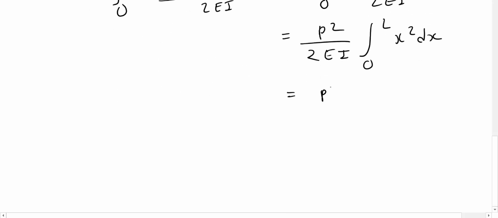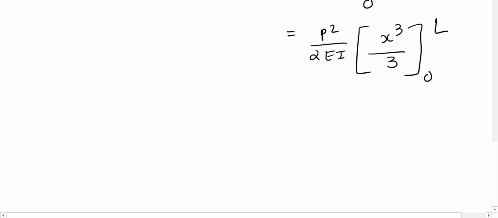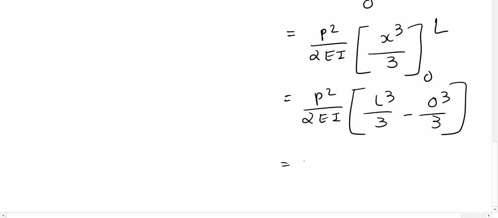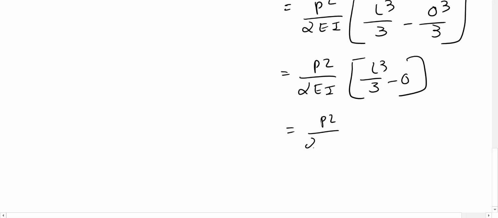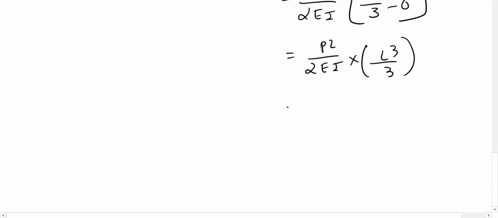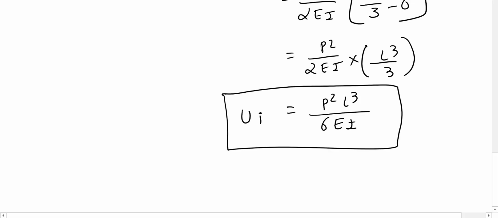In this case we have P squared over 2EI, and the integration of x squared becomes x cubed over 3, from 0 to L. We can substitute the x values L and 0. That simplifies to P squared over 2EI times L cubed over 3 minus 0. That gives us P squared L cubed over 6EI. So that is the internal energy due to the load P in the beam.